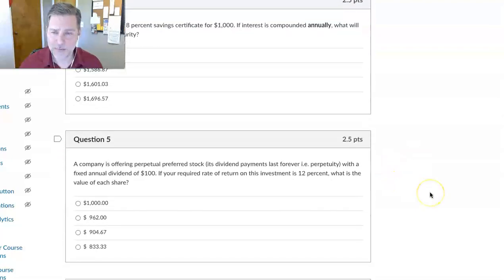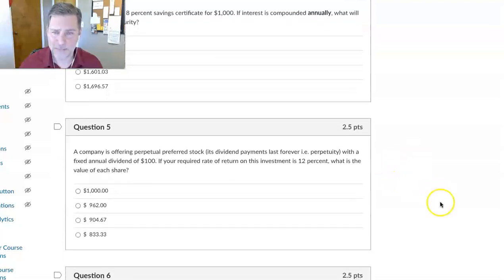And then question 5. Okay, so we've got a perpetual preferred stock. Remember how those work? Preferred stocks, fixed dividend, $100. Again, break that down. We've got the interest rate there, so all the inputs are there for you. My recommendation would be to have those calculators ready to go. All right, so there you go.